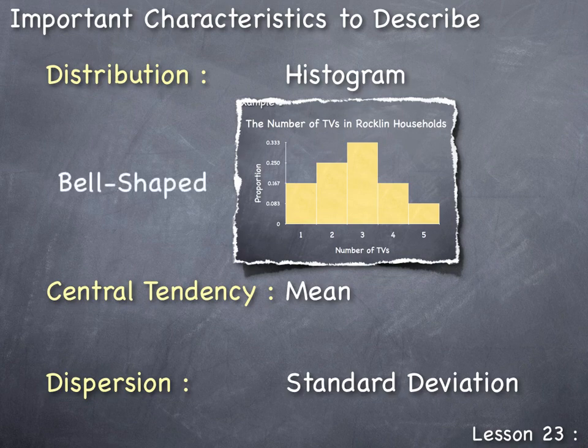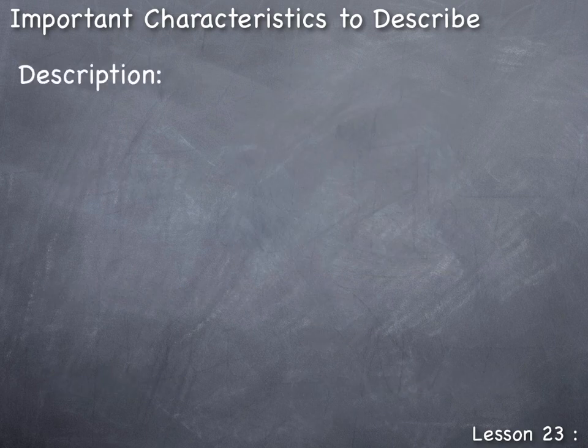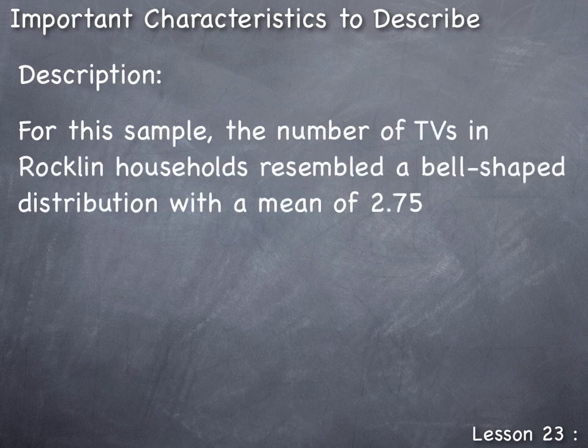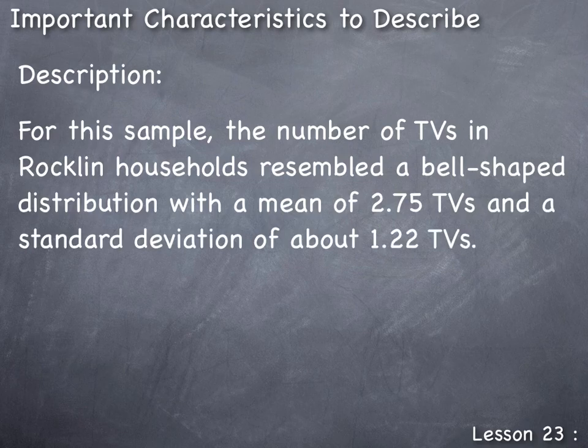Also in a previous example, we used the TI-84 calculator to calculate the mean for this data, which was 2.75. And the TI-84 calculator also helped us calculate the sample standard deviation for this data, which was 1.22. Stating in words each of these results gives us an overall description of the data. For this sample, the number of TVs in Rockland households resembled a bell-shaped distribution, with a mean of 2.75 TVs and a standard deviation of about 1.22 TVs.